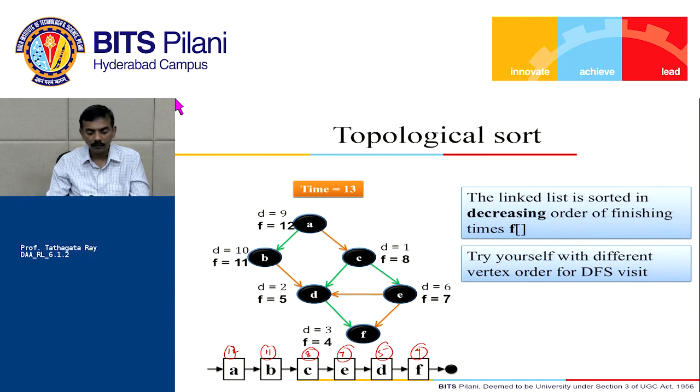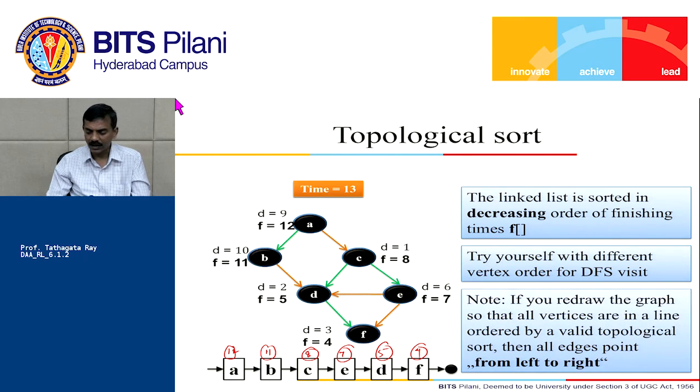You can start with another vertex. Let's say you start with A in the very beginning rather than C, and you will get a totally different kind of depth first search tree, which can happen. So if you redraw the graph so that all vertices are in a line ordered by a valid topological sort, then all edges point from left to right. So you will put A, B, C, E, D, F.